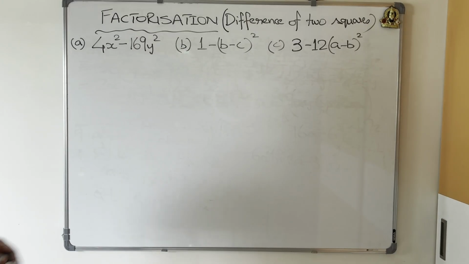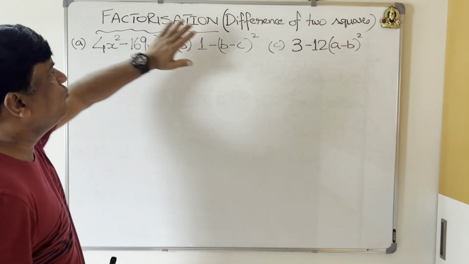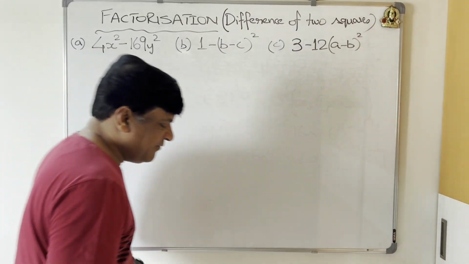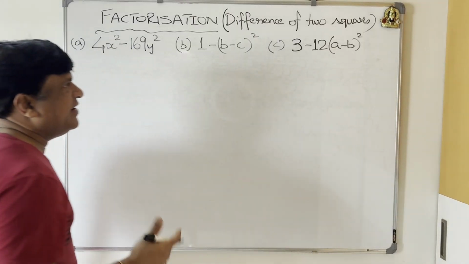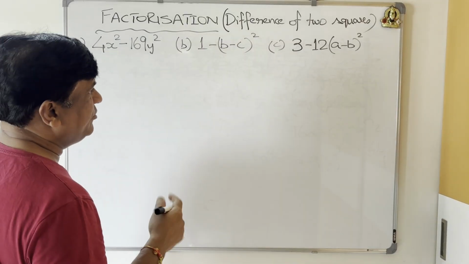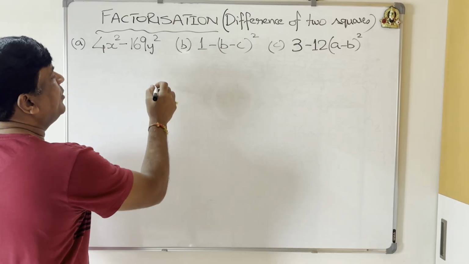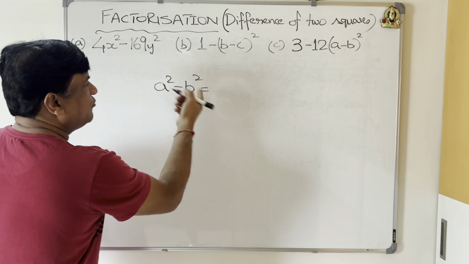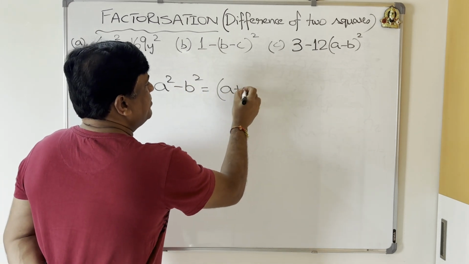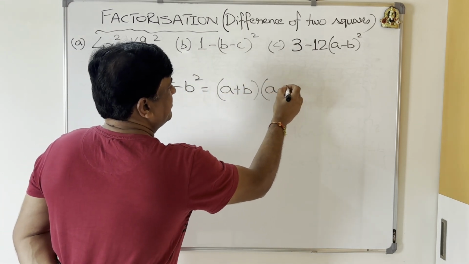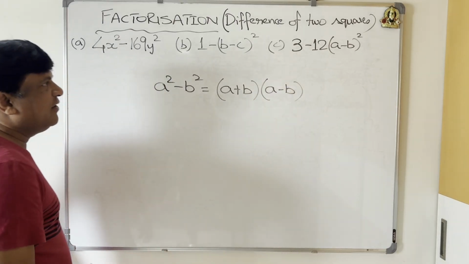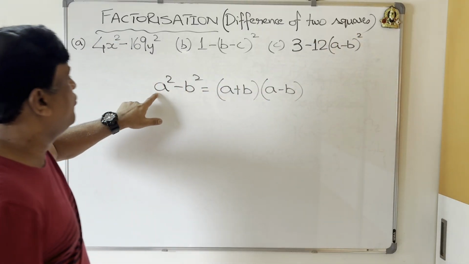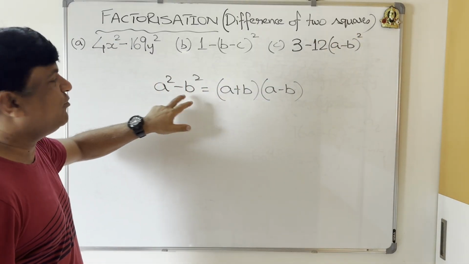So the next method of factorization is to do with difference of two squares. You might remember from my earlier classes on expansions, I explained one formula. If you remember, a square minus b square is always a plus b times a minus b. I hope you recall this particular formula. This is what we are going to use: difference of two squares.